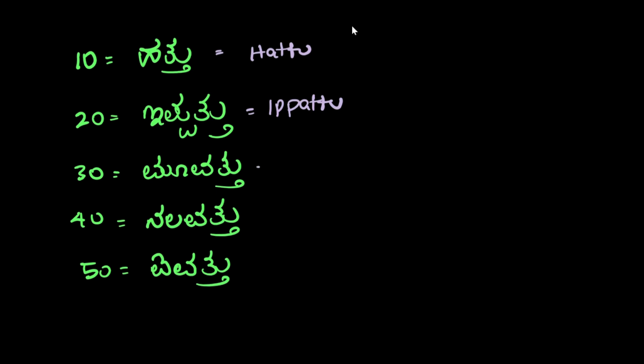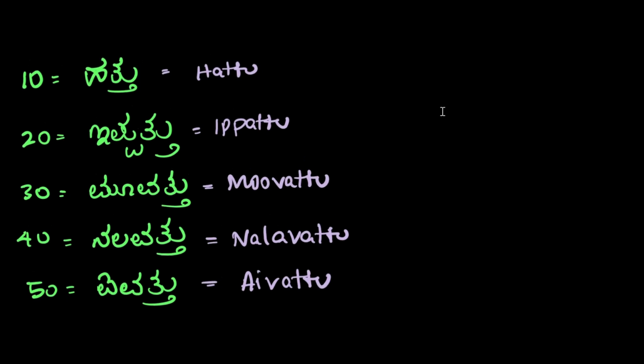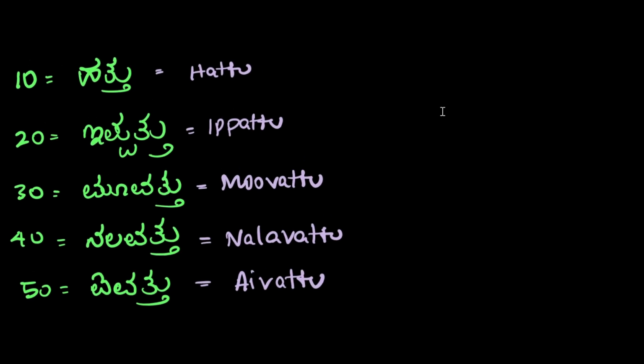Now, yes, tell me. 10 is ಹತ್ತು, 20 is ಇಪ್ಪತ್ತು, and 30 is ಮೂವತ್ತು. 40 is ನಲವತ್ತು. 50 is ಐವತ್ತು. Okay, done till here. So what is for 55? How do you pronounce 55 in Kannada? 50 plus 5. 50 is ಐವತ್ತು. What about 5? ಐದು. ಐವತ್ತು plus ಐದು, ಐವತ್ತೈದು. That's all. Very simple.